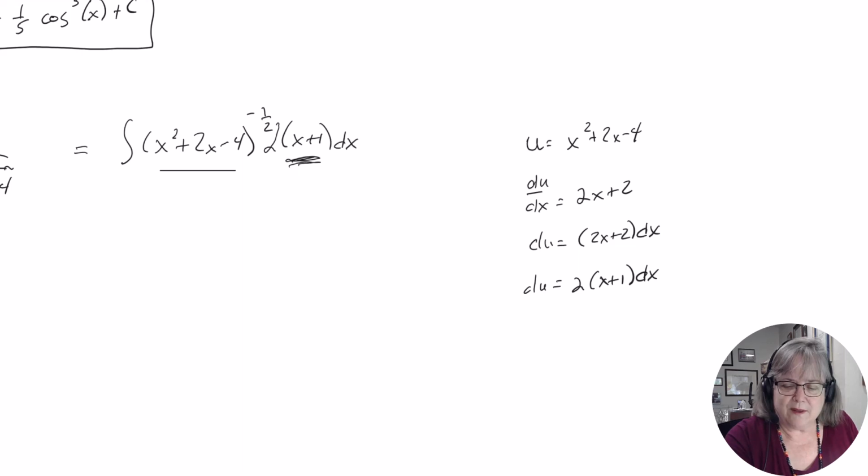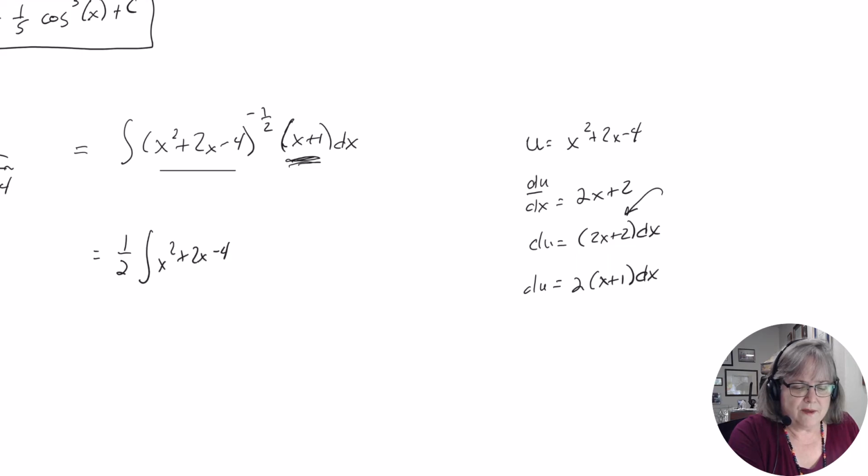By more, I meant there's too much in here than what you're looking at, x plus 1. You had to factor it out. So I can put the 2 up in there, but I'd have to immediately undo it. Okay, so what this is going to be is 1/2 times x squared plus 2x minus 4 to the negative 1/2, times 2 x plus 1 dx.